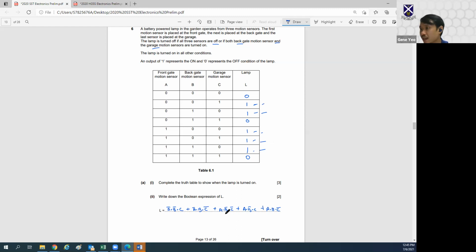And this is how I come up with the Boolean expression. Just look at which output gives me a 1, and using this, I look at each situation that will give me an output of 1.